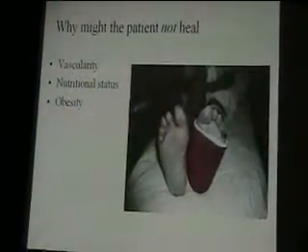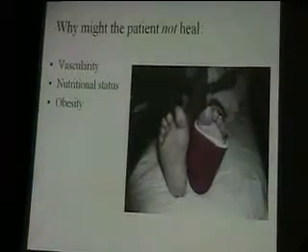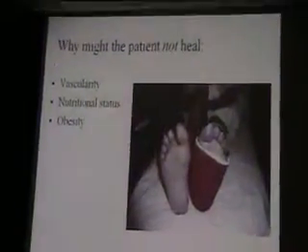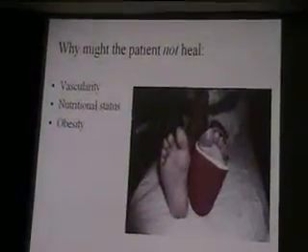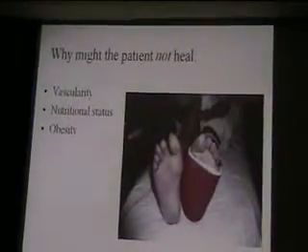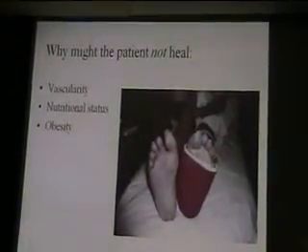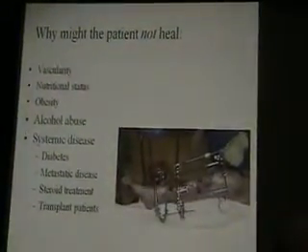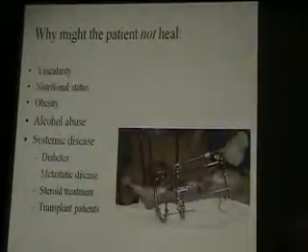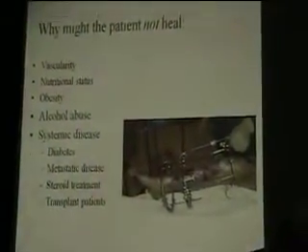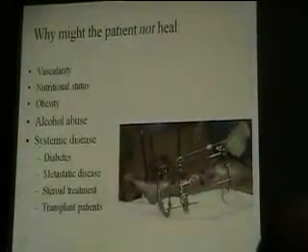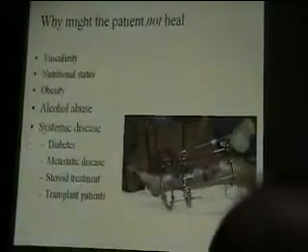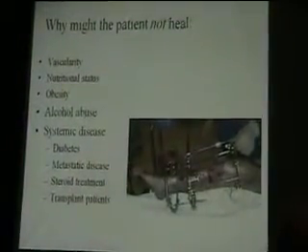Vascularity is clearly the only other potential cause for non-union. This particular patient, I was relieved to hear, had opted for amputation rather than reconstruction. He had a non-union, and it was a huge relief that he decided not to seek reconstruction. Nutritional status, obesity, alcohol abuse, but systemic disease is a huge difficulty for us. Diabetes, metastatic disease, we touched on, steroid treatment, and transplant patients.